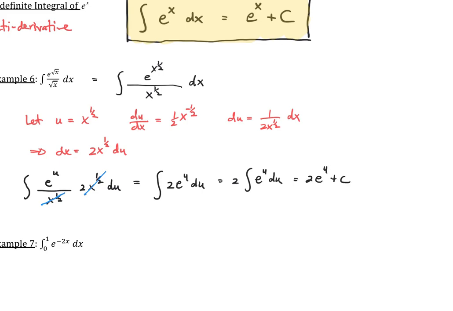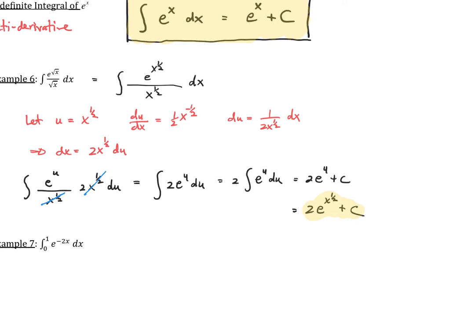I can't leave my answer just in terms of u because my original question involved dx, not du. So what I'm going to do last is just substitute back. So I get 2 e to the x to the 1/2 plus c. And that's going to be my final answer. I'll highlight that like this.